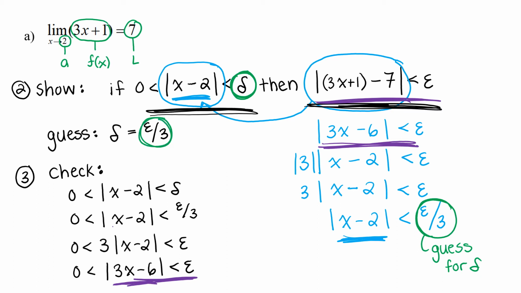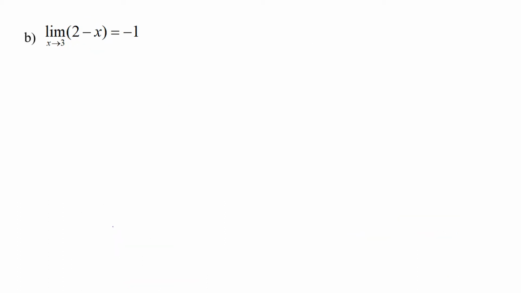then we do in fact have this absolute value of f of x minus L is less than epsilon. And since we can just get that delta by dividing epsilon by 3 every time and still get this relationship, we've shown that this limit exists. So we've proven this limit using the precise definition of the limit. Let's look at another example.